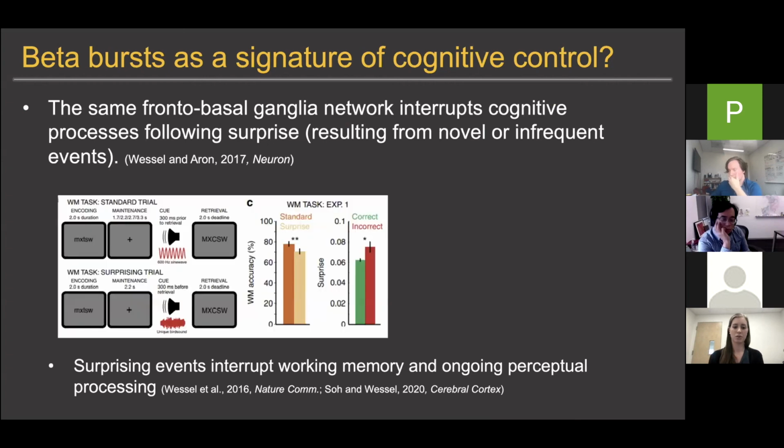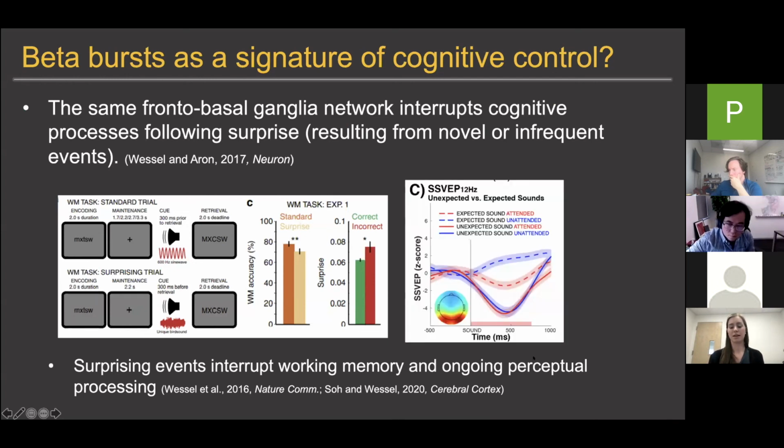So Jan demonstrated that presenting an unexpected bird sound in a verbal working memory maintenance period leads to hits on working memory accuracy. And Cholso in our lab demonstrated that ongoing perceptual processing, as indexed by steady state visual evoked potentials, is similarly interrupted by the presentation of unexpected sounds.